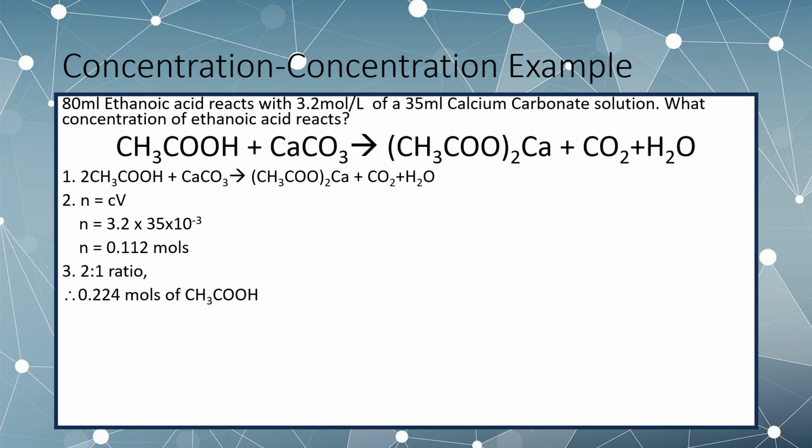So our number of moles, once more, is equal to our concentration times our volume. Therefore, our concentration is equal to our number of moles divided by our volume. Looking back at the question, we are given the volume of our ethanoic acid. So our concentration will then equal our number of moles, 0.224, over our volume of that ethanoic acid, which in this case is 80 mL, or 80 times 10 to the negative 3 when converted to litres, which gives us a concentration of 2.8 moles per litre.